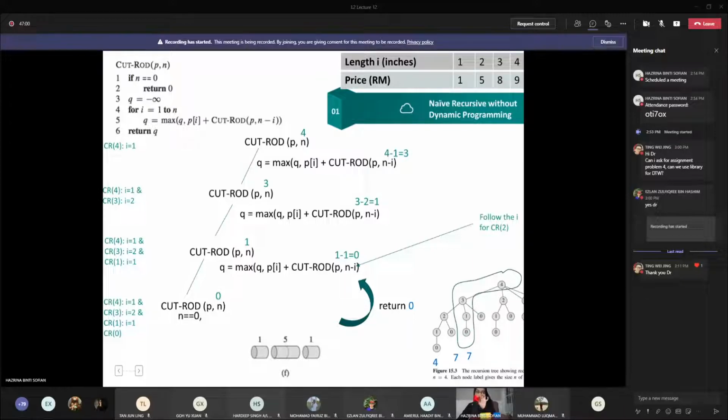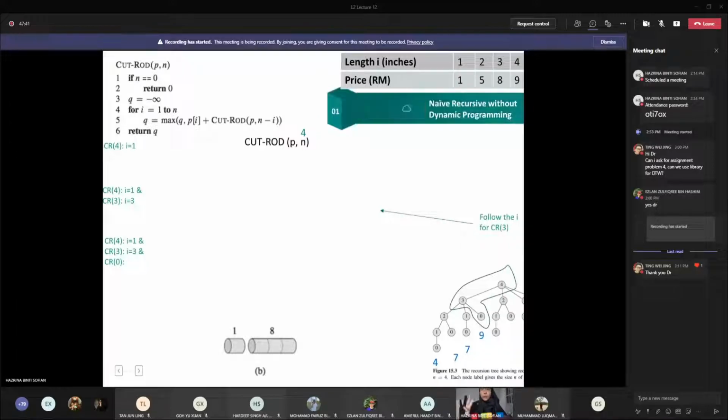So 1 inch, because we need to resolve the deepest recursion. This one will return 1 ringgit. This one and this one will return how much? 6. Okay, good. This one and this one will return 1 ringgit, 5 ringgit, 1 ringgit. 7. Okay, good.